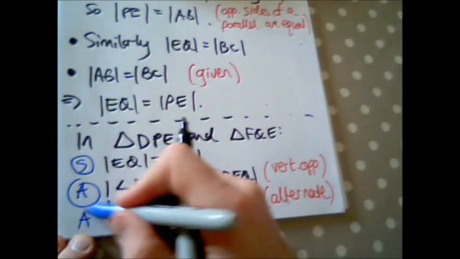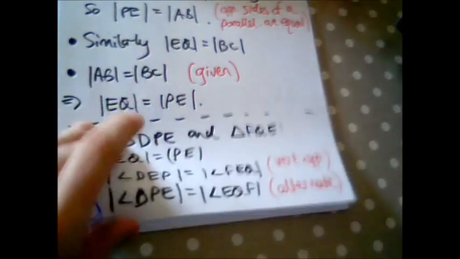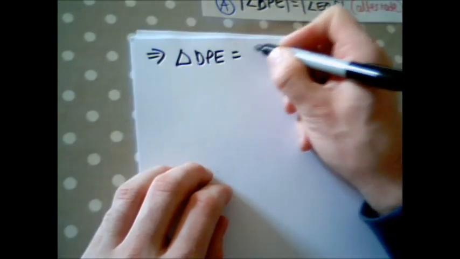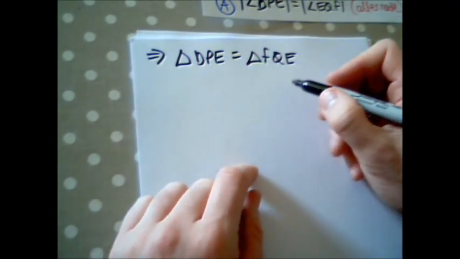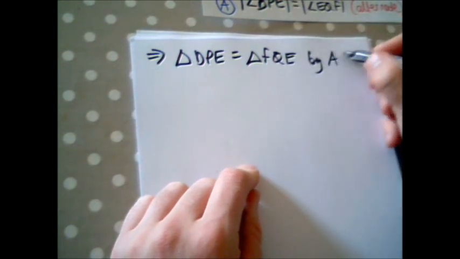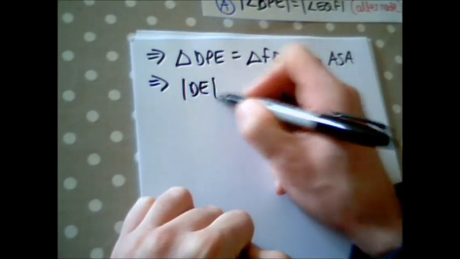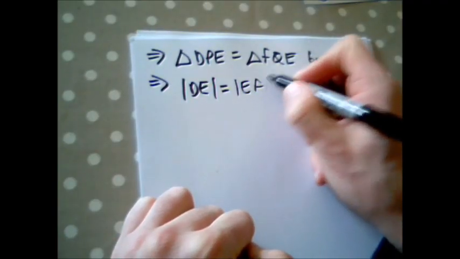So that's an angle. So all we have left to say is therefore by angle side angle the two triangles are congruent, so DE equals EF. So that's all. The very last thing that we write is therefore the triangle DPE equals the triangle FQE, and again just make sure you have the order of the points right. By ASA, therefore the side DE is equal to the side EF, and we're finished.